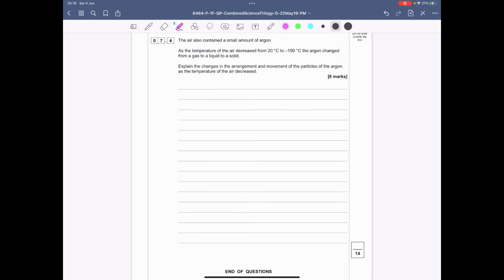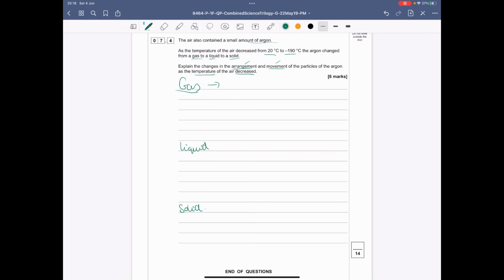So the last question on this paper then, 7.4. The air also contained a small amount of argon. As the temperature of the air decreased from 20 to -190 degrees, the argon changed from a gas to a liquid, to a solid. Explain the changes in the arrangement and the movement of the particles of the argon as the temperature of the air decreased. So it's basically saying it started off as a gas, then it turned into a liquid, then it turned into a solid. Explain the changes in the arrangement and movement at these different stages.